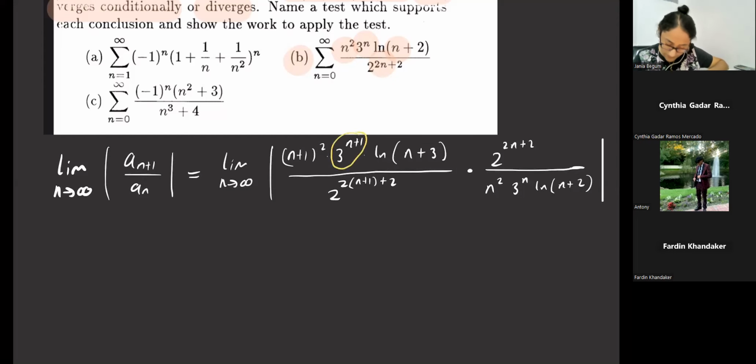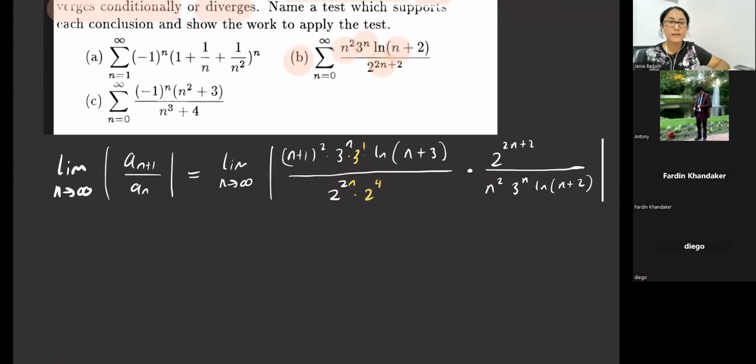This one right here, I'm going to rewrite it this way. It'll be 3 to the n times 3 to the 1, that'll be 3 to the n plus 1. Now here in the denominator, I'm also going to rewrite that. That can be rewritten as 2 to the 2n plus 4, which is the same thing as 2 to the 2n times 2 to the 4. I think I did that right, just double check. And then here in this one, I'm going to write this as 2 to the 2n times 2 to the 2. Good so far, right?